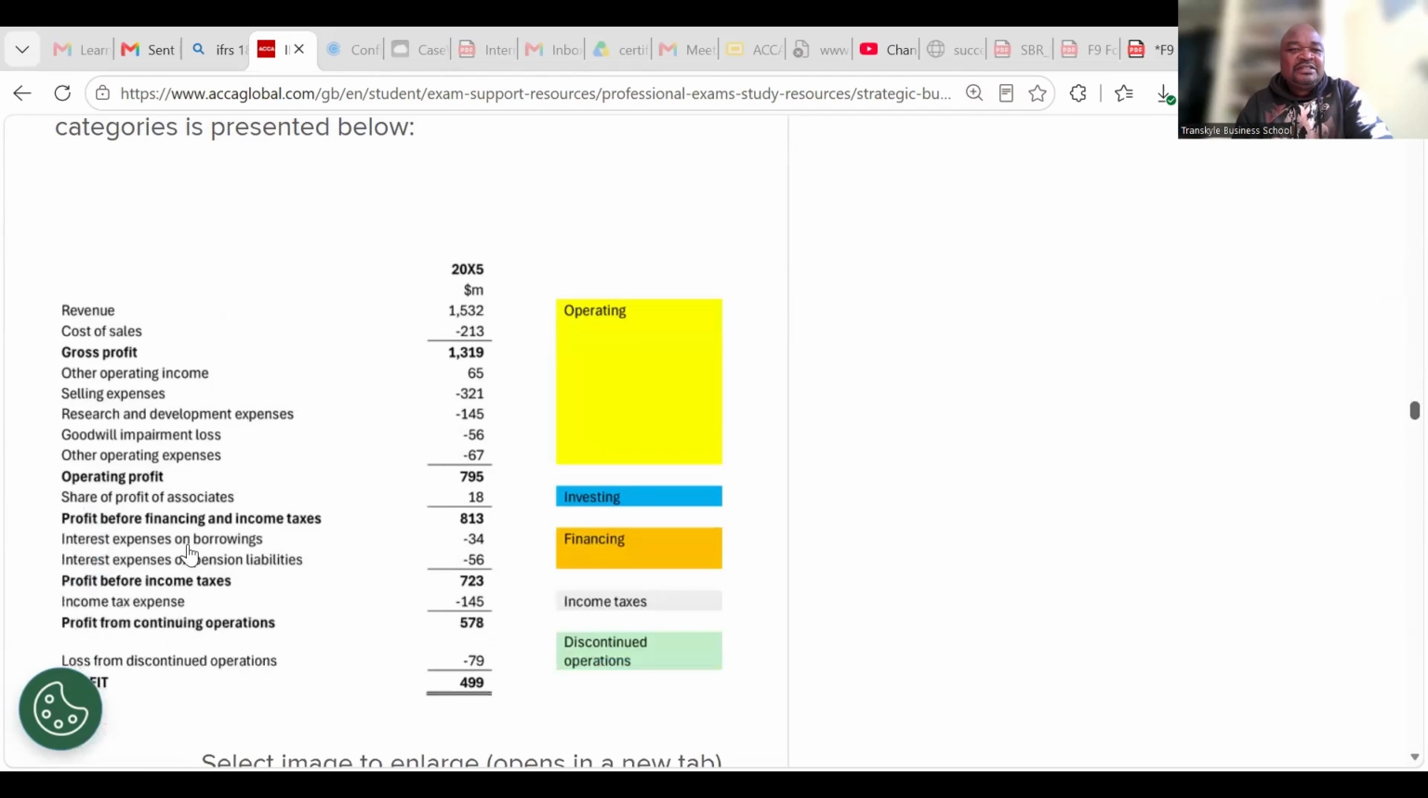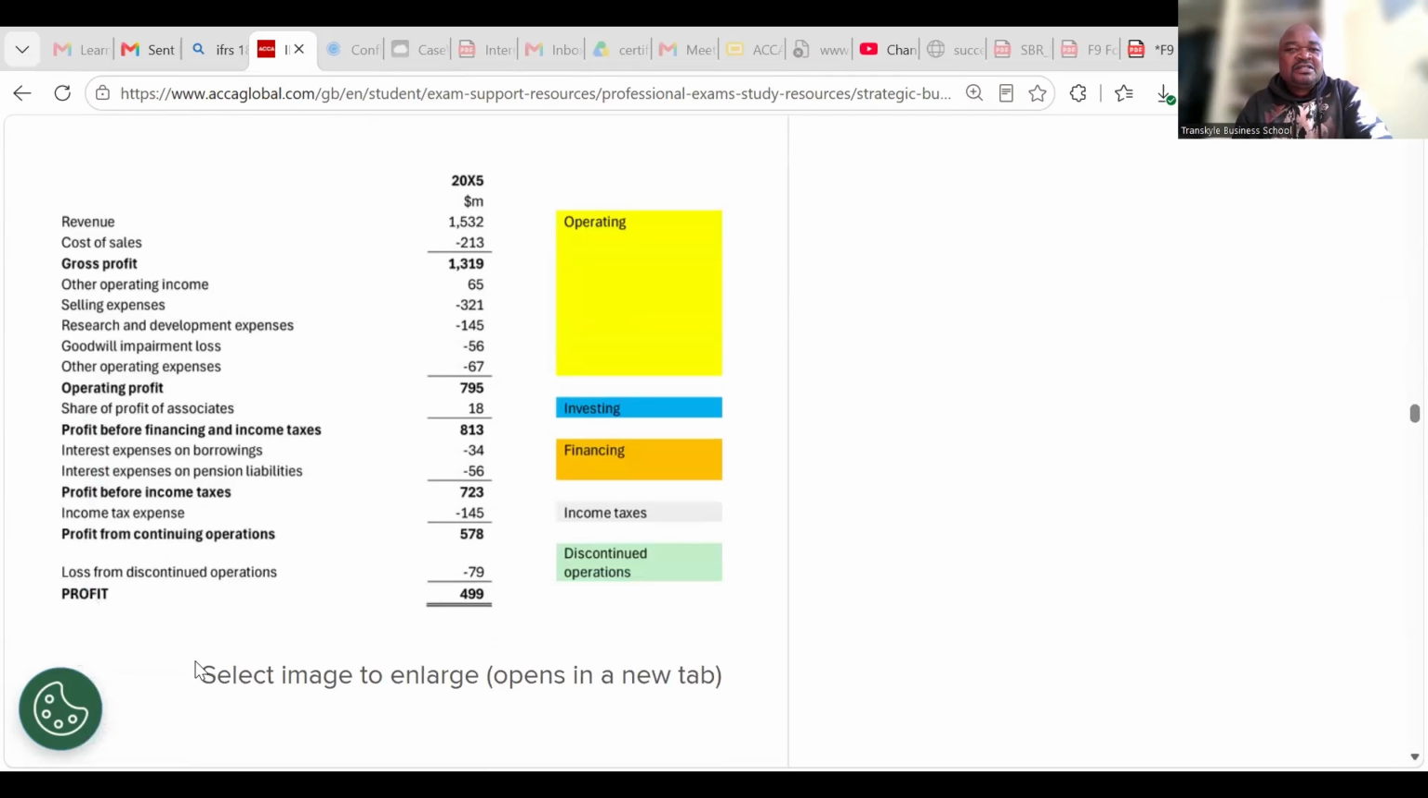I was referring to this statement of financial performance by the examiner, and I was saying that interest has to appear after the profit before financing and income taxes in the new presentation format. And there are two forms of interest expenses, the ones relating to borrowings and the others relating to pension liabilities. Although they both belong to financing costs or financing expenses, they need to be presented separately.